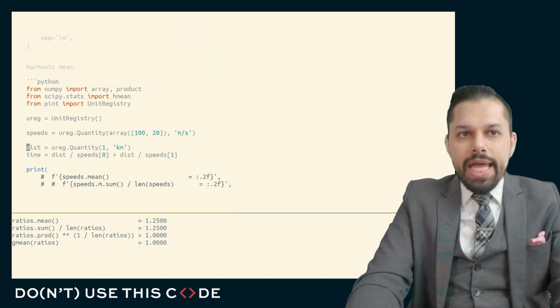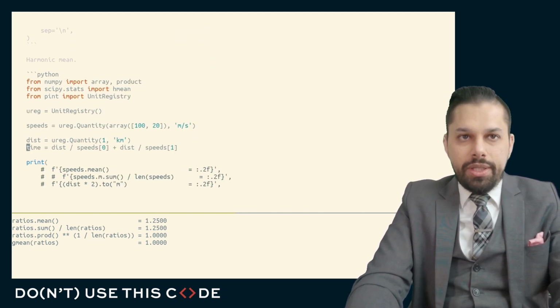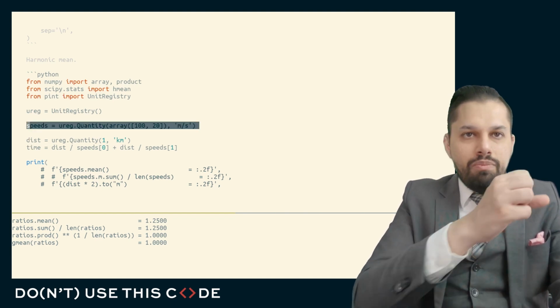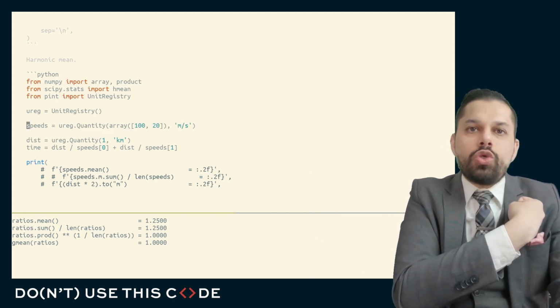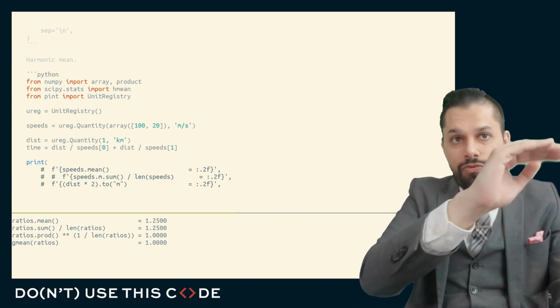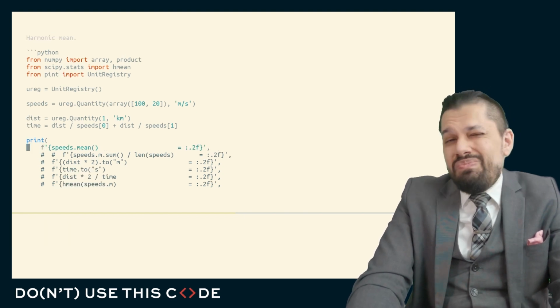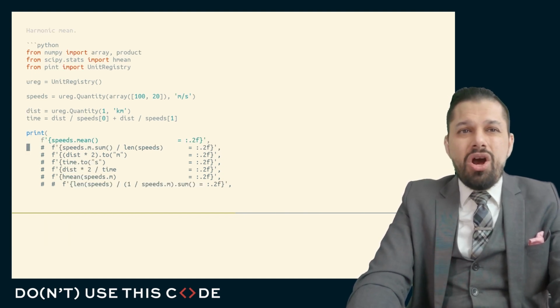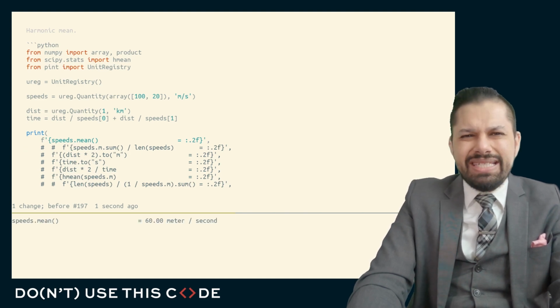Similarly, if we were to talk about something that's moving through space at some particular speed. So we have something that moves some distance at 100 meters per second and then moves back that same distance at 20 meters per second. And we're moving 1 kilometer forwards and 1 kilometer back. We can compute the amount of time. We can compute what the average speed is here using our sum divided by our length formulation. And we'll see that we're told it's 60 meters per second.